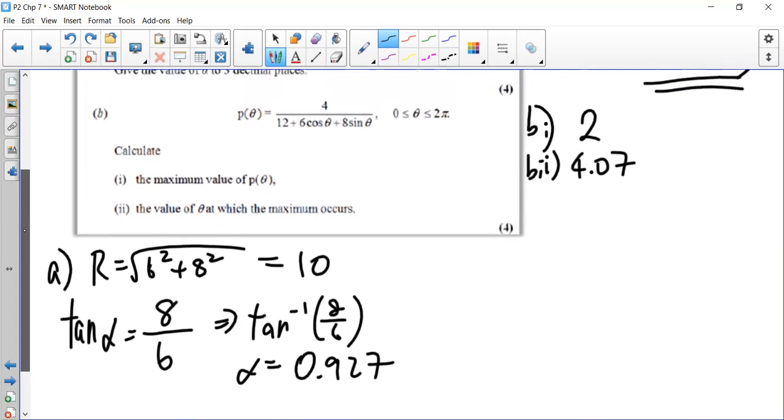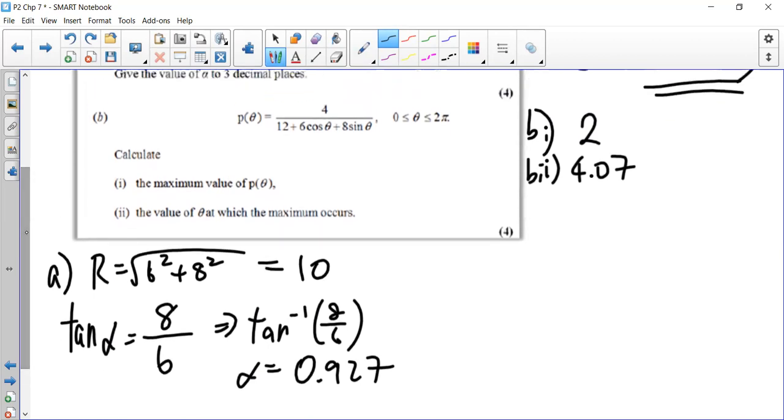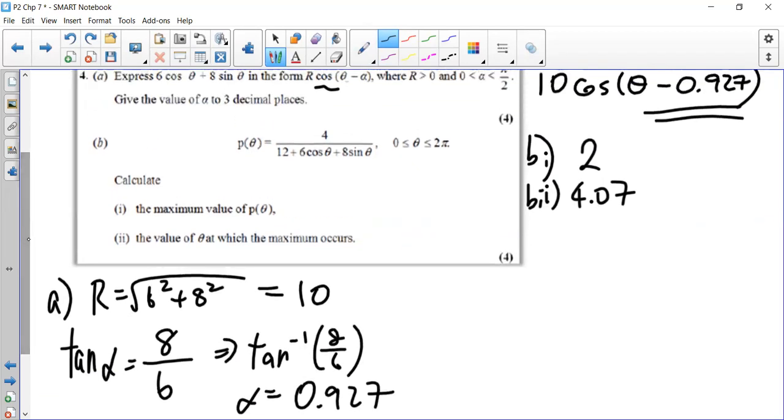3 decimal places, 0.927. Make sure you round it, because if you don't use 0.927, it might affect your answer in part B1 and part B2. Right? Especially modelling for this type of question, they always say 3 decimal places, 4 decimal places, 3 SF, 2 SF. Just be careful with that. All right, so that's it.